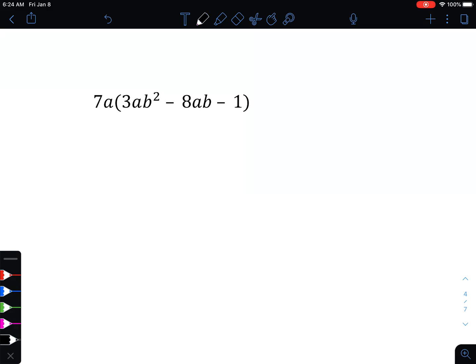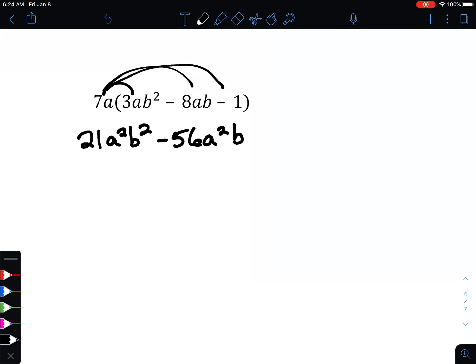So we've got 7a multiplied by, in parentheses, 3ab squared minus 8ab minus 1. We're going to take 7a and distribute it to each of the terms. So 7 multiplied by 3 is 21. A multiplied by a is a squared. And then the b squared stays as it is. Next, we're going to take 7 multiplied by negative 8, which is negative 56. A multiplied by a is a squared, and then the b you just copy down. Finally, taking 7a multiplying by negative 1, that's just negative 7a.